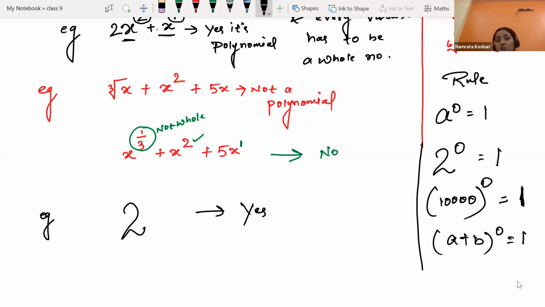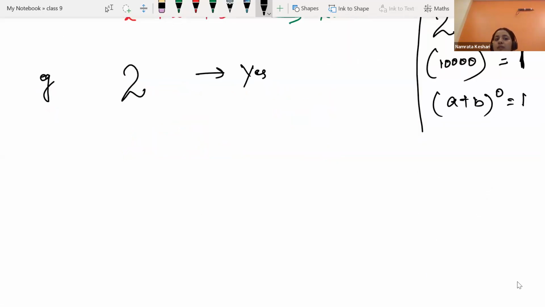Even though you can see a plus b over there, it doesn't exist over there. Okay, the result is 1. So here, if I'm writing an example 2 and asking whether it's a polynomial or not, it's a polynomial.